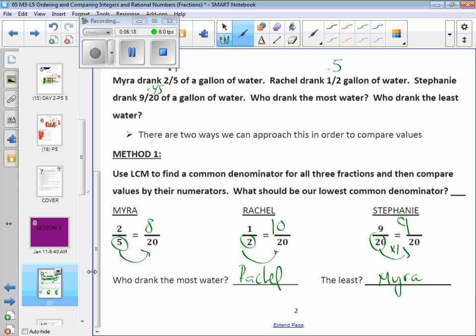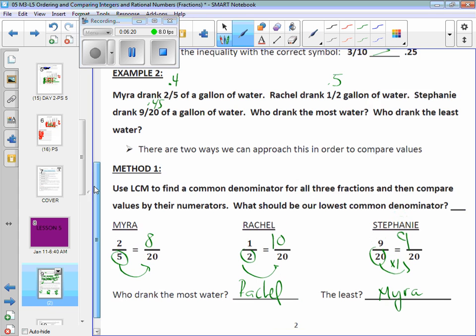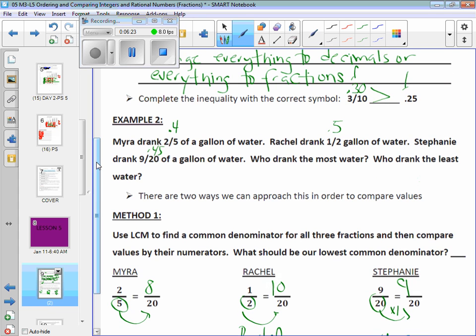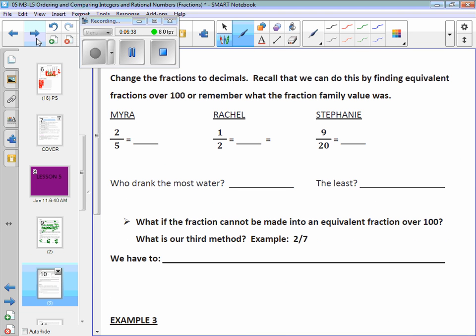Okay? Look back at your decimals. Let me see if it still works. Is Rachel the highest decimal? Is 0.5 higher than 0.4 and 0.45? So it checks. Is 0.4 Myra the lowest? Yes. Absolutely, because remember this is 0.40. So it works. Okay? So we kind of already did that by changing them to decimals. I kind of went ahead because that's method 2. 0.4, 0.5, and 0.45. And you still get Rachel as the most, and you still get Myra as the least.